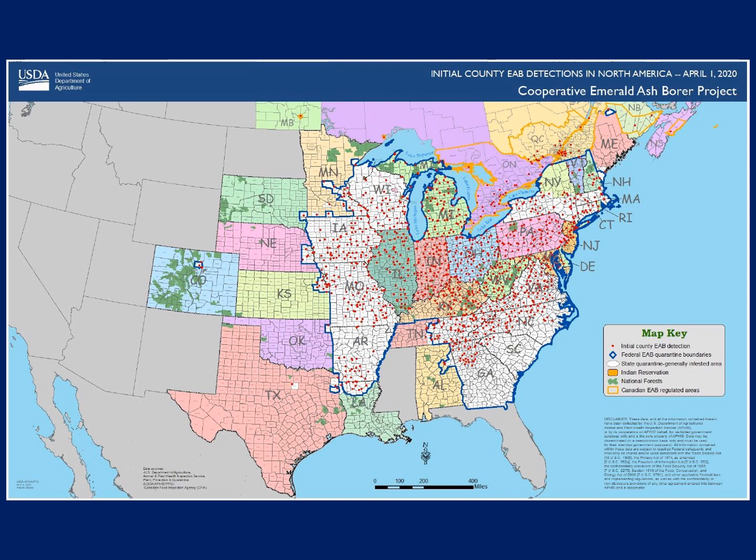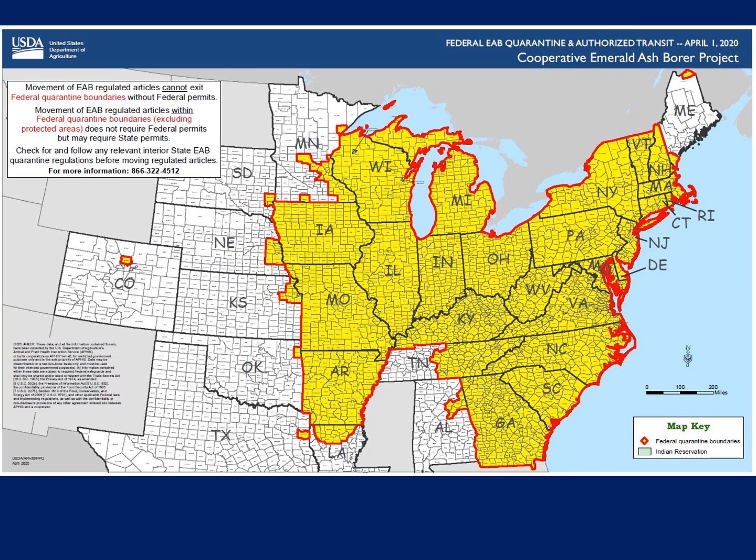This just kind of shows you the federal quarantine, basically the whole eastern part of the United States, and there it is again, showing where the quarantine is, and it is even out in Colorado and way up in northern Maine. Basically, that is the range of ash at this point.